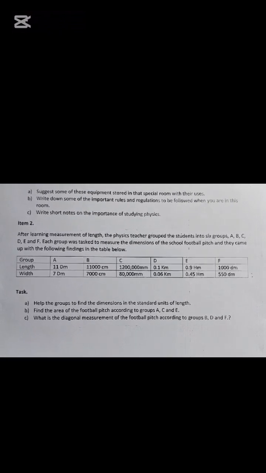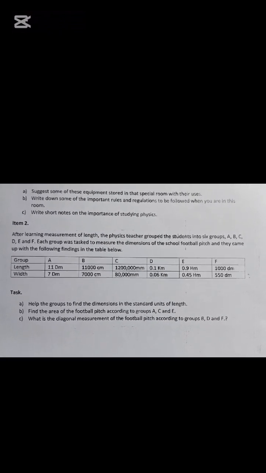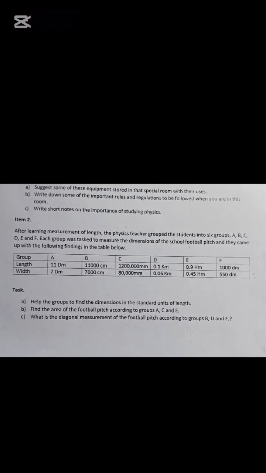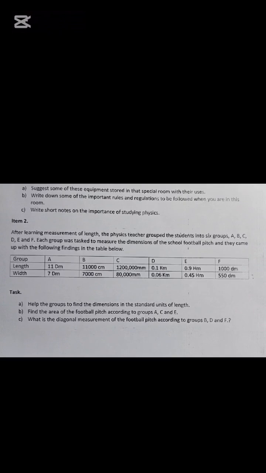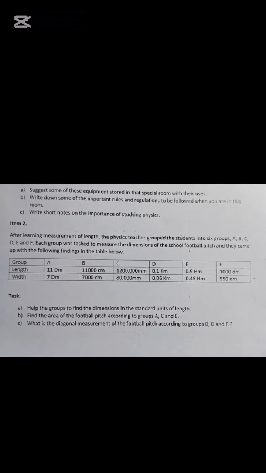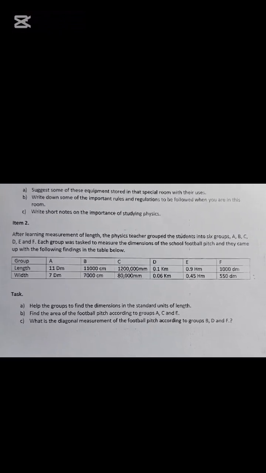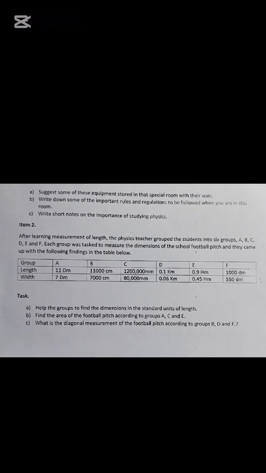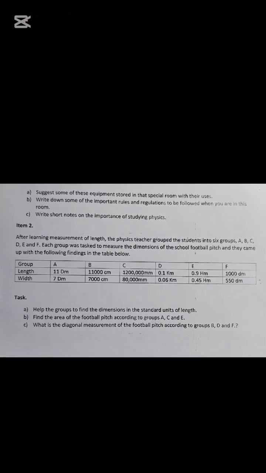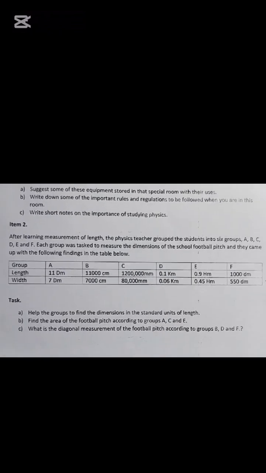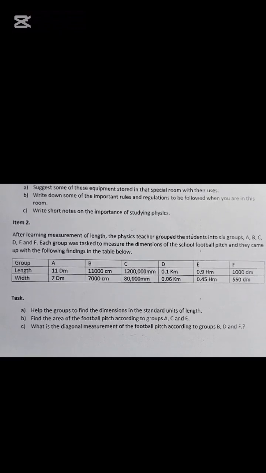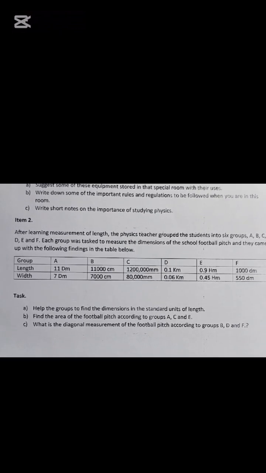Item number 2, it reads that after learning measurements of length, the physics teacher grouped the students into 6 groups: Group A, B, C, D, E, and F. Each group was tasked to measure the dimensions of the school football pitch, and they came up with the following findings in the table below.